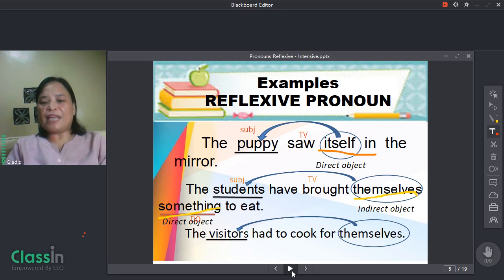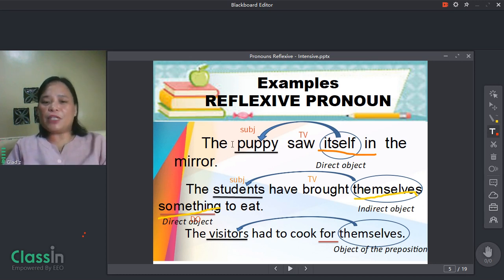And then, how is the compound pronoun themselves used in the sentence? It is used as object of the preposition. Why does it become an object of the preposition? Because of the preposition for. Because the compound pronoun themselves is introduced by the preposition for, that's why it becomes an object of the preposition.